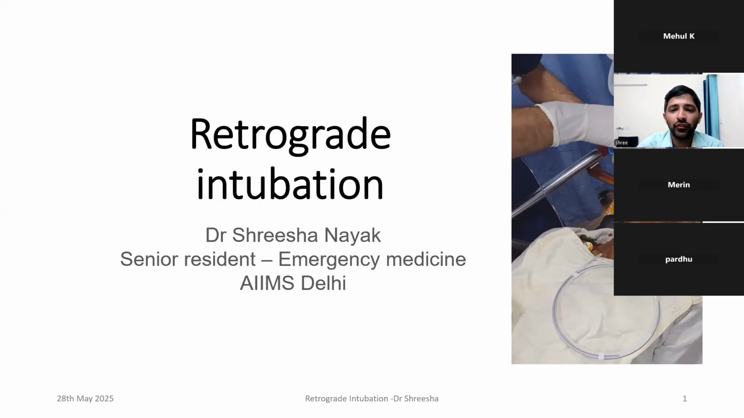We all have heard of regular intubations, which happen every day in our day-to-day practice. However, retrograde intubation, as the name suggests, is somewhat different from regular intubation in that it is partly a surgical technique and partly similar to regular intubation. Here we introduce a guide wire through the neck so that the guide wire gives us access to pass the normal endotracheal tube.